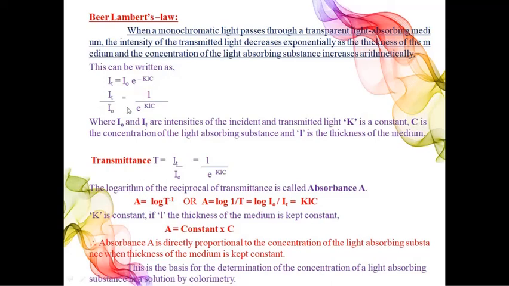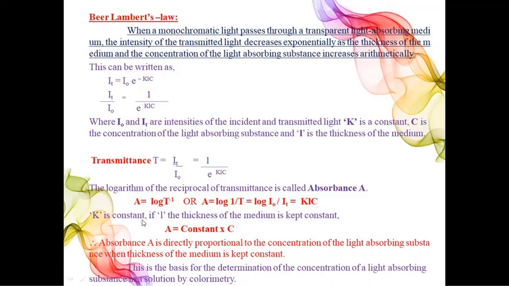So IT by I0 is equal to 1 divided by e to the power of KLC. Transmittance T is equal to IT divided by I0, which is equal to 1 divided by e to the power of KLC. The logarithm of the reciprocal of transmittance is called absorbance. A is equal to log of 1 divided by T, which is equal to log of I0 by IT, which is equal to KLC.